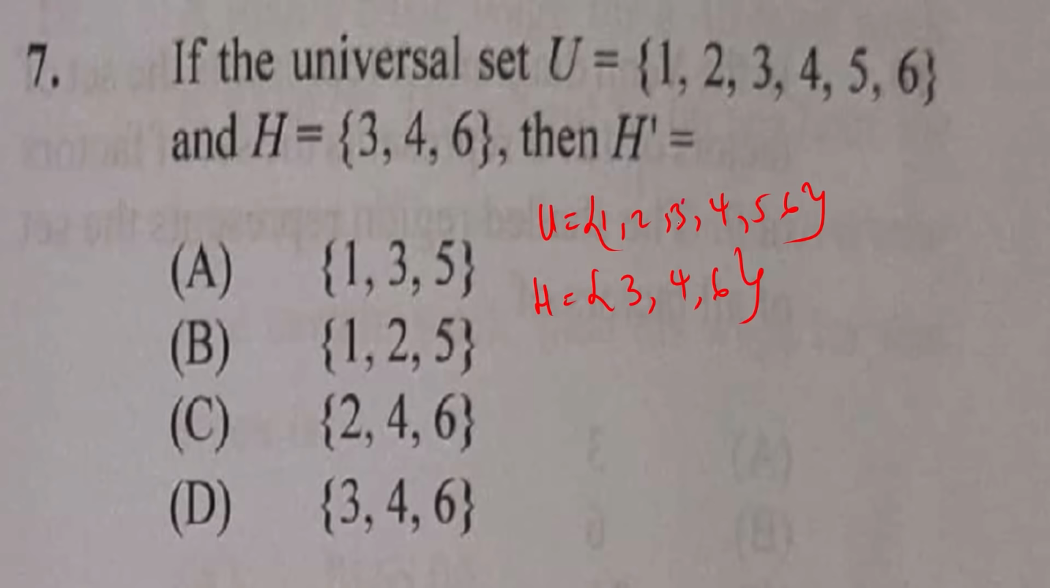So both the universal set and H have 3, they both have 4, and they both have 6. So what is left? What is outside? What is not in the set is 1, 2, and 5. So therefore, H complement is the set of 1, 2, and 5. So 1, 2, and 5 are not in the set. They are outside. And complement means what is not in the set.